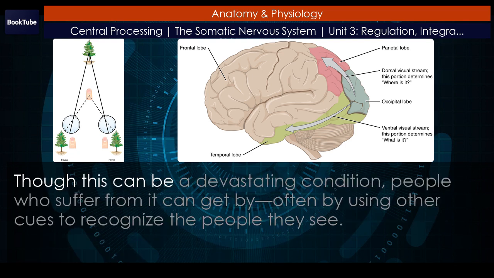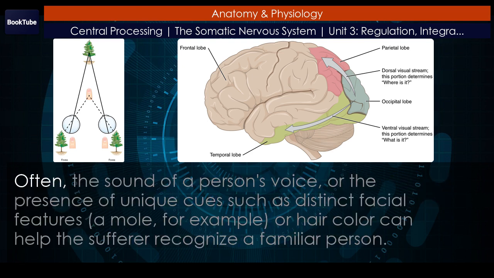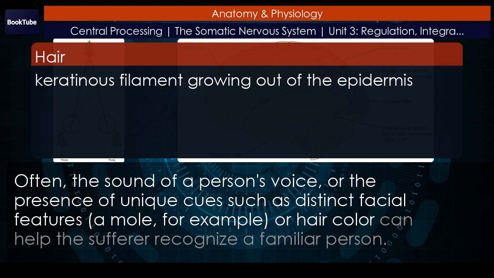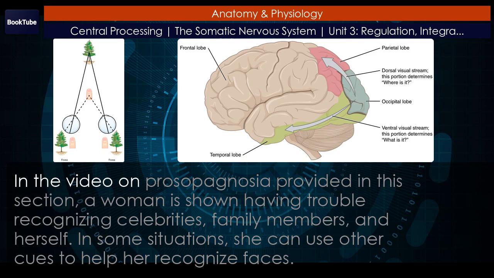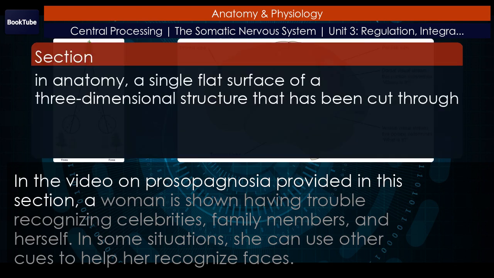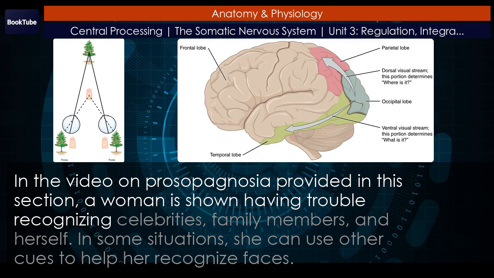Though this can be a devastating condition, people who suffer from it can get by, often by using other cues to recognize the people they see. Often, the sound of a person's voice, or the presence of unique cues such as distinct facial features, a mole, for example, or hair color can help the sufferer recognize a familiar person. In the video on prosopagnosia provided in this section, a woman is shown having trouble recognizing celebrities, family members, and herself. In some situations, she can use other cues to help her recognize faces.